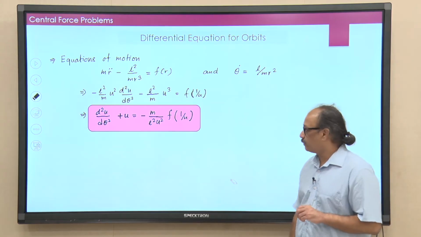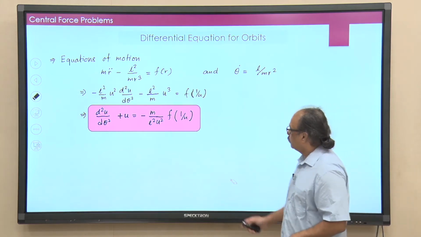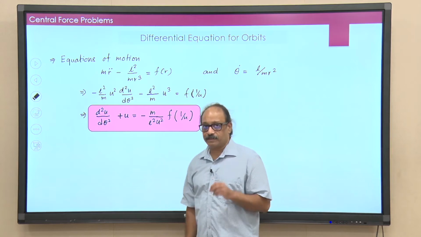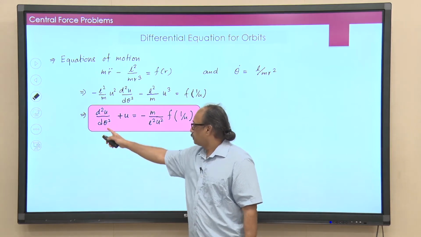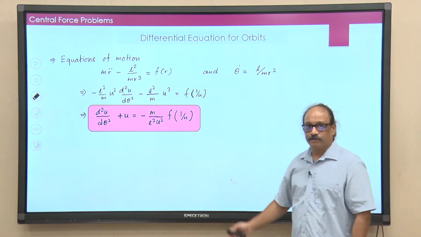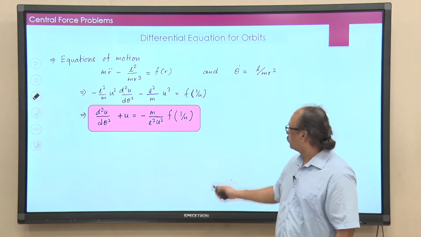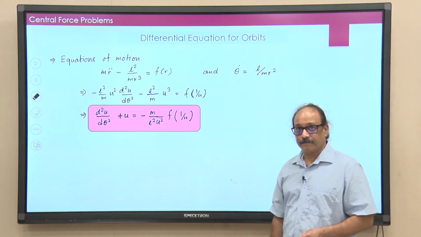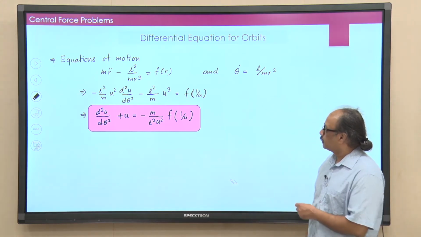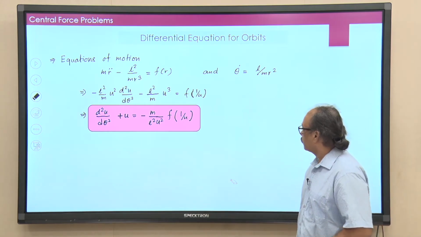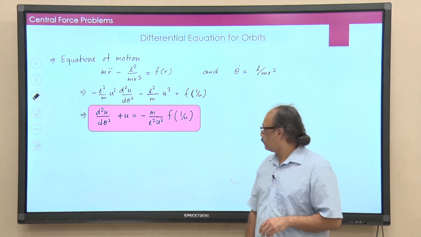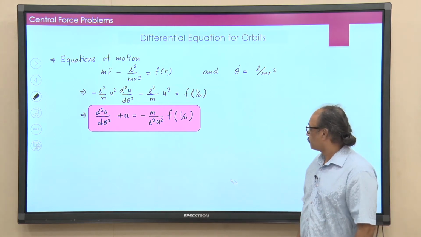So, this differential equation, if we solve, the dependent variable is u, which is the same as coordinate r, and the independent variable is theta, and you solve this using the initial conditions, and that would give you u as a function of theta. Okay. So, this is one way of obtaining the orbit equation. Now, you can immediately look at this equation and try and draw a few conclusions.